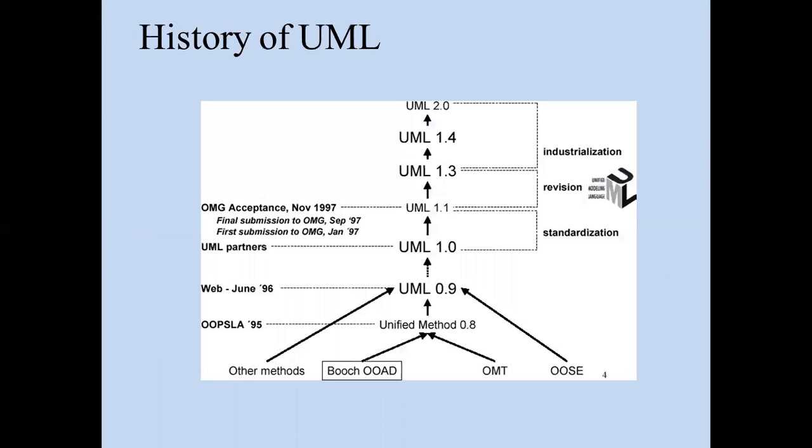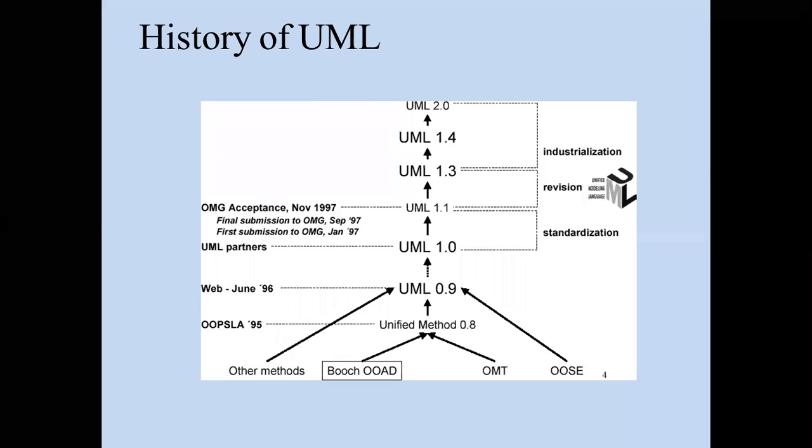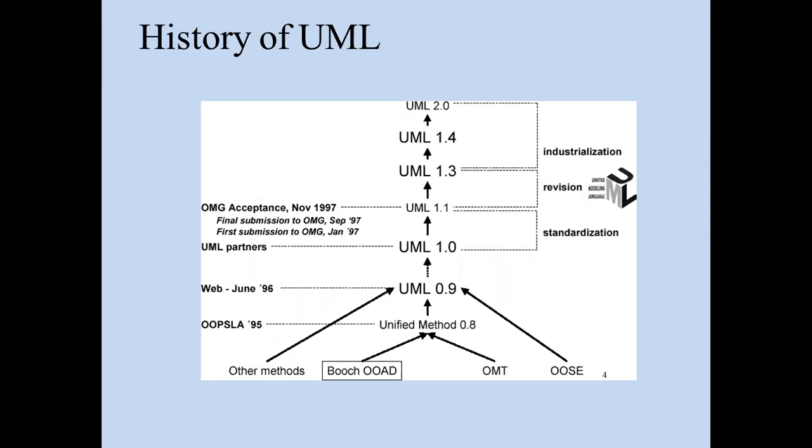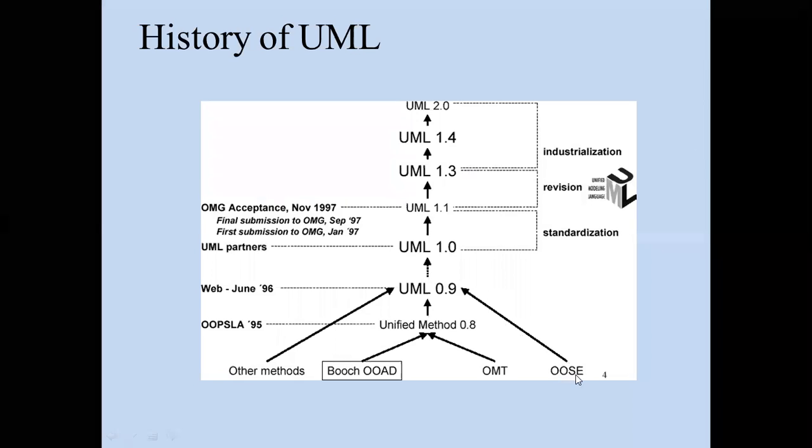Here you can see the history of UML. First, in 1995, it's Unified Method 0.8. It includes Booch's object-oriented analysis and design and OMT. In 1995, it's the Unified Method. Then in 1996, UML 0.9 was upgraded. Some other methods are included in UML 0.9 for object-oriented, like object-oriented software engineering. Then some patterns are involved in UML 1.0.